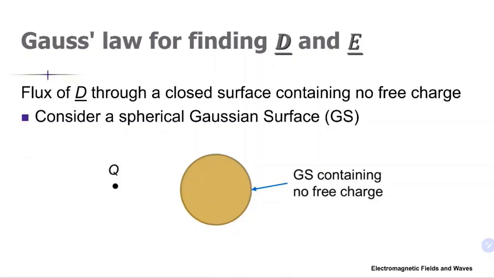So, Gauss' law for finding D and E. The flux of D through a closed surface containing no charge, no free charge. Consider this example, which is something similar to the previous example. A Gauss surface containing no free charge. So we established that the electric flux will be equal to 0.